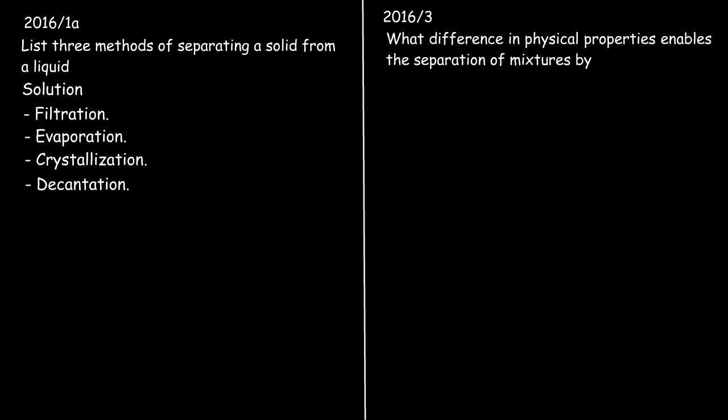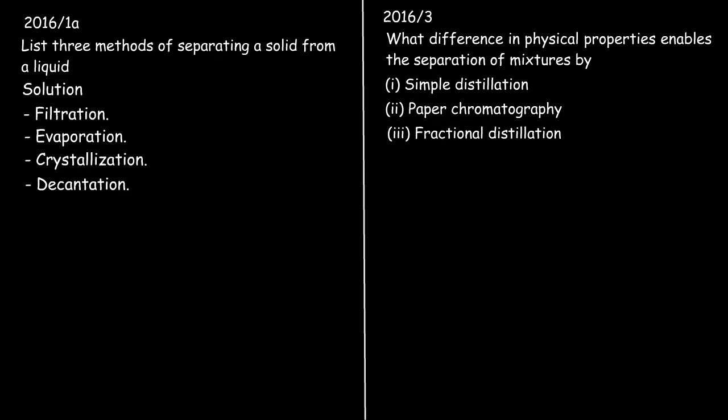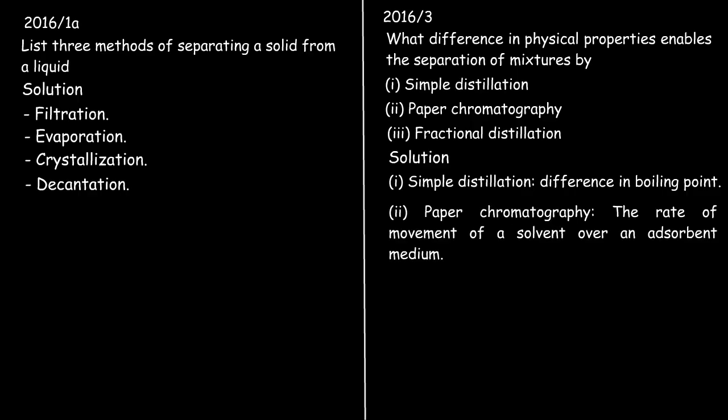We have another question from 2016, which is going to be our last question. It states: what difference in physical properties enables the separation of a mixture by 1. simple distillation, 2. paper chromatography, and 3. fractional distillation. Now simple distillation uses difference in boiling point. That's the physical property that enables simple distillation. For paper chromatography, it is the rate of movement of a solvent over an absorbent medium, while fractional distillation, same as simple distillation, uses difference in boiling point.